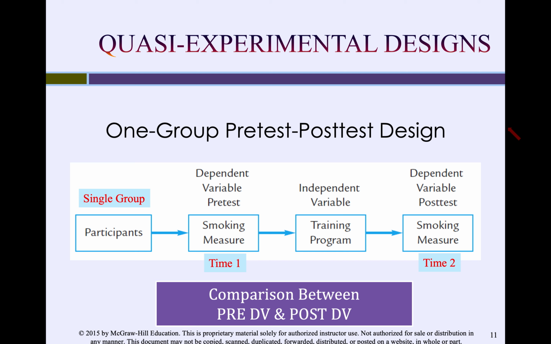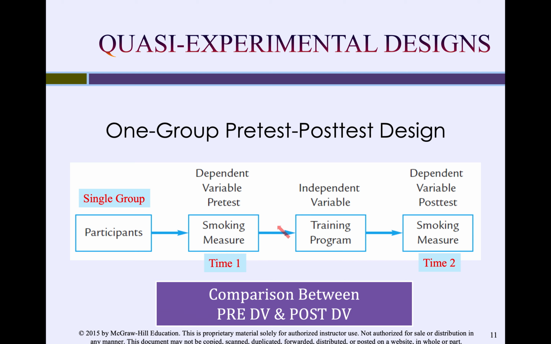It's the same smoking measure with those same types of questions. How many packs of cigarettes do you smoke a day? How many cigarettes do you have at one time? How often do you share your cigarettes? Whatever it might be. Okay? Now you can make a comparison here between the pretest time 1 and the post-test score time 2.